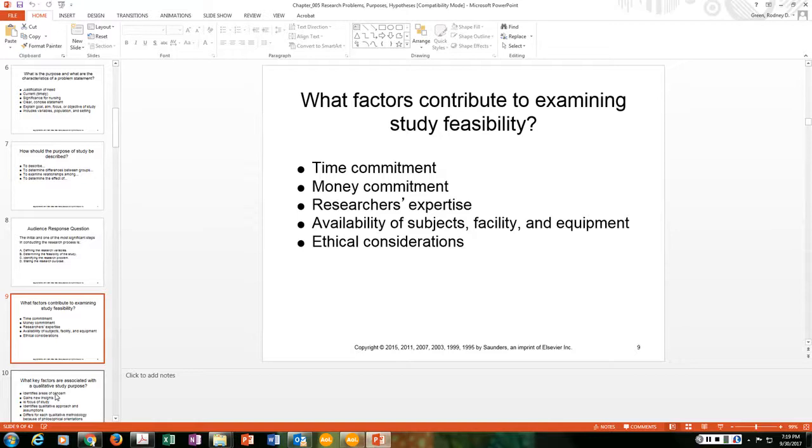So number one, you'll examine the researcher's track record. Have they conducted previous studies in the area of interest? Do they have credentials? Do they have expertise? Second, is there a money commitment? Have they gotten support from small grants?